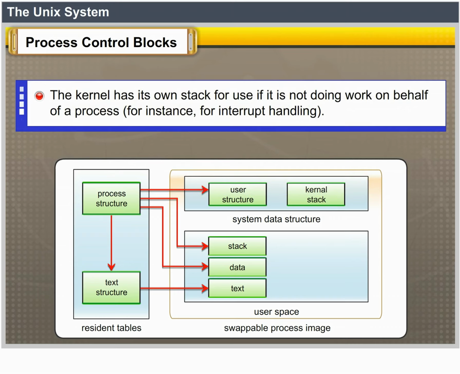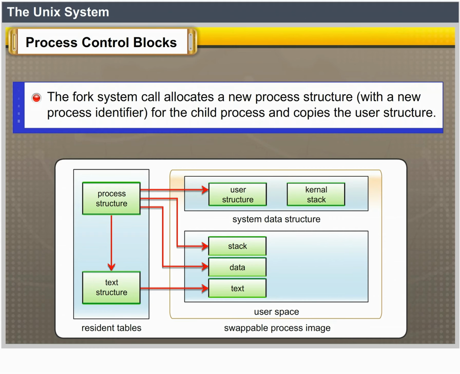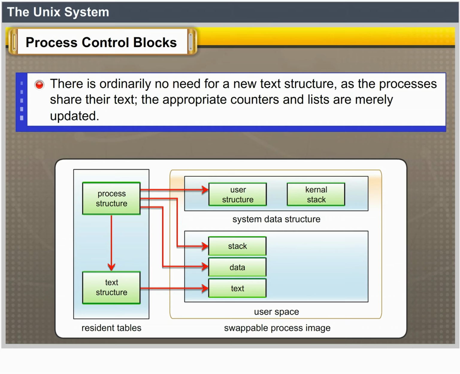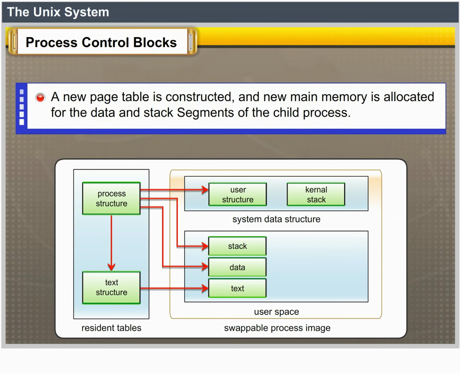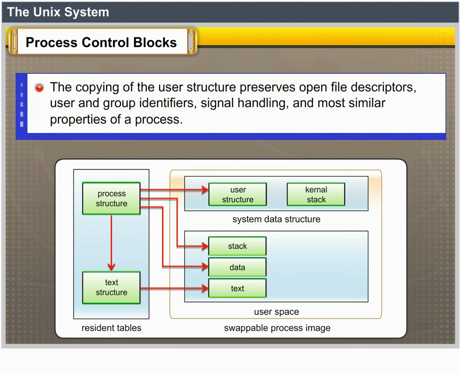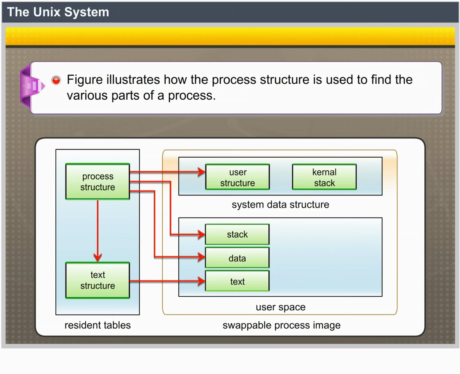The fork system call allocates a new process structure with a new process identifier for the child process and copies the user structure. There is ordinarily no need for a new text structure as the processes share their text. The appropriate counters and lists are merely updated. A new page table and new main memory are allocated for the data and stack segments of the child process. The copying of the user structure preserves open file descriptors, user and group identifiers, signal handling, and most similar properties of a process. Figure illustrates how the process structure is used to find the various parts of a process.